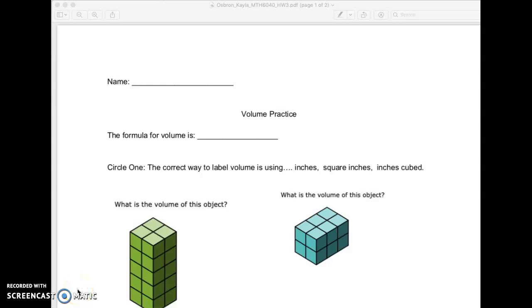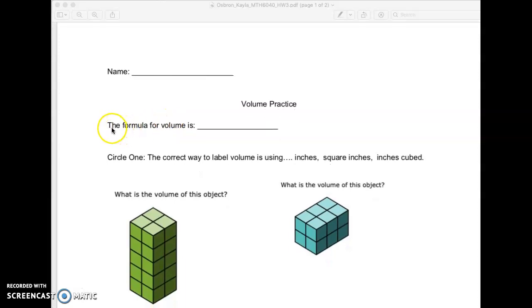Okay, so my video went over the basic formula for volume. My practice activity starts off very similar to my video and then gets a little more challenging to try and extend students' thinking towards the end. At the beginning, they're going to have to recall what the formula for volume is from the video, so length times width times height.